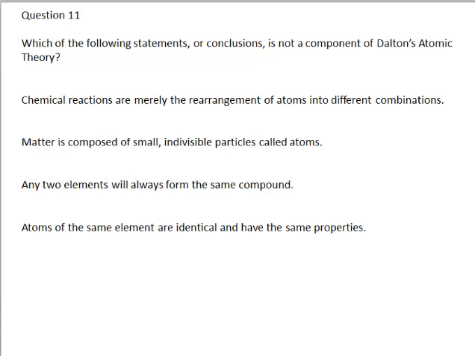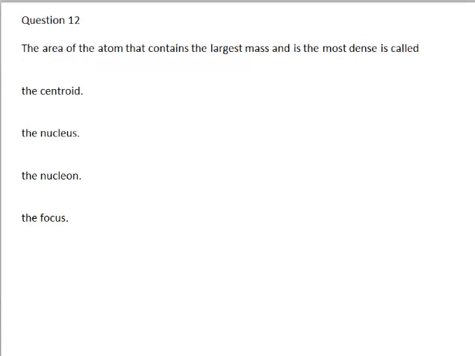to identify. So chemical reactions are merely the rearrangement of atoms. That's definitely true, right? That is what Dalton says, so that's true. Matter is composed of small indivisible particles called atoms. That's Dalton's theory. This last one, atoms of the same element are identical and have the same properties. Not true, but it is one of Dalton's ideas. Same with the second one there. So that leaves only this one, any 2 elements which will always form the same compound. Not true, not Dalton's theory.